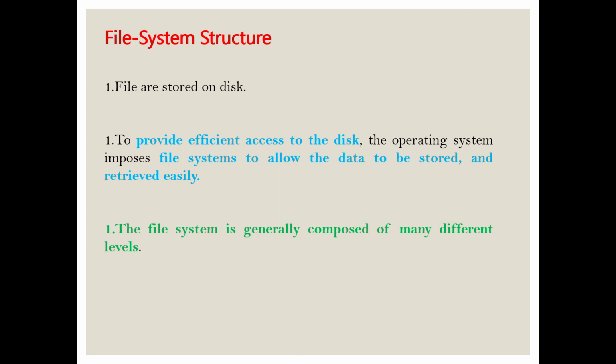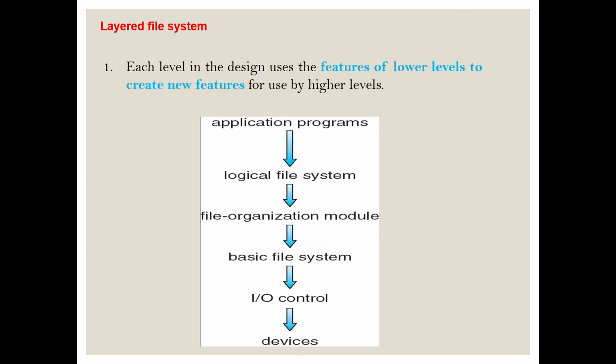So for the file system structure, this is the layered file system, presented in this flowchart. The first is application programs, then the logical file system, file organization module, basic file system, and input output control devices.